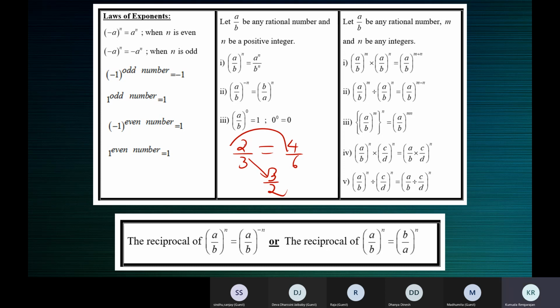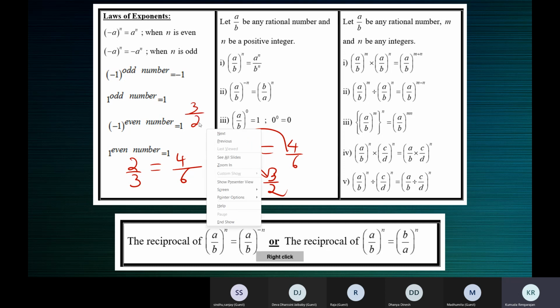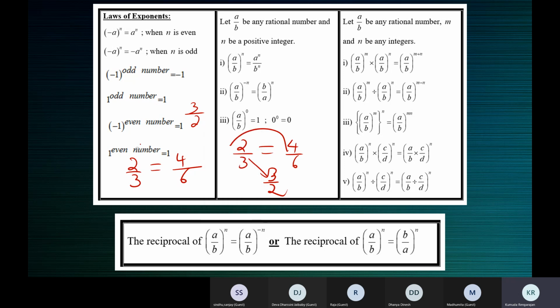So there are two things. You can write the equivalent of 2 by 3 or you can write the reciprocal of 2 by 3. If you're asked to write its equivalent, you must say 2 into 2, 4, 3 into 2, 6. Like this, you can write many. But if you have to write the reciprocal of 2 by 3, you will say 3 by 2. You know that 2 by 3 and 3 by 2 are not the same. The reciprocals are not equal. But equivalent fractions means the two fractions are equal.